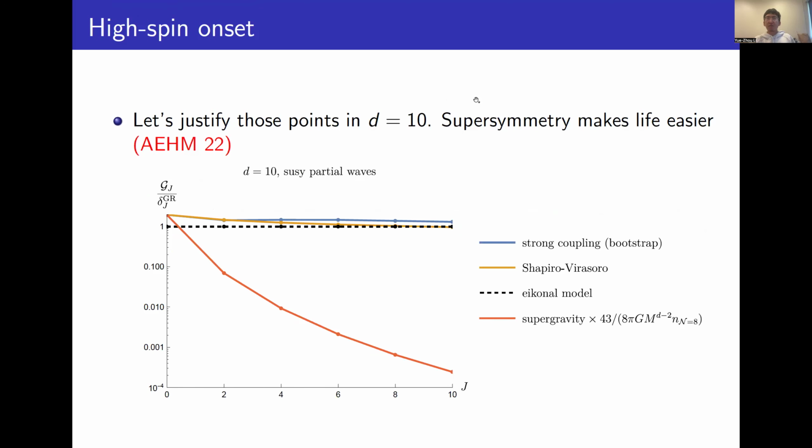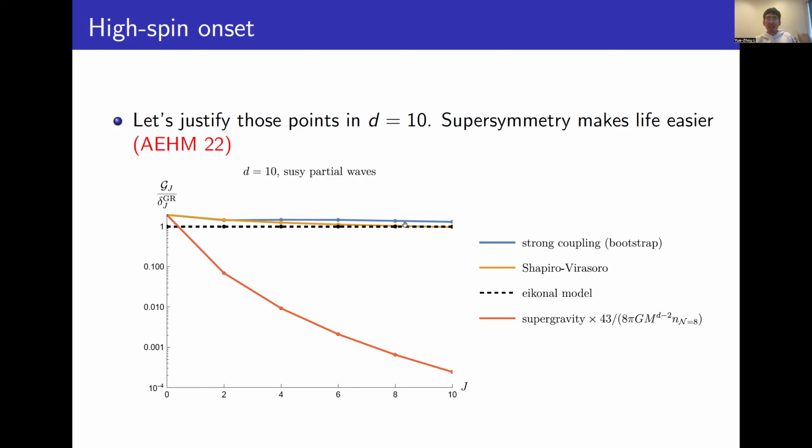So let's justify those points by focusing on 10 dimensions with supersymmetry. We can analyze 10-dimensional supersymmetric partial waves from different models. When we take those models with nice UV property, like some bootstrap strongly coupled amplitudes, the tree-level string amplitudes or some Icolo model, when we compute those moments, they all are pretty flat as we go to higher and higher spin. But if we just look at the one loop contribution from supergravity, then it decays very fast.